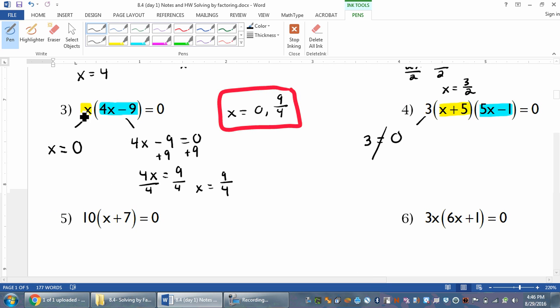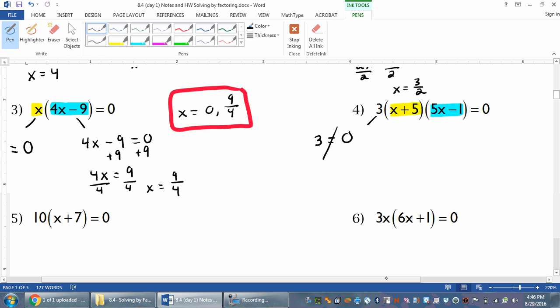As opposed to if the 3 had a variable, you're always going to set the variables equal to 0. If it's just a number, you're going to ignore it. So you're going to ignore the 3. You're going to set x plus 5 equal to 0. You're going to set 5x minus 1 equal to 0. Solve for both equations. Here, this is pretty simple.